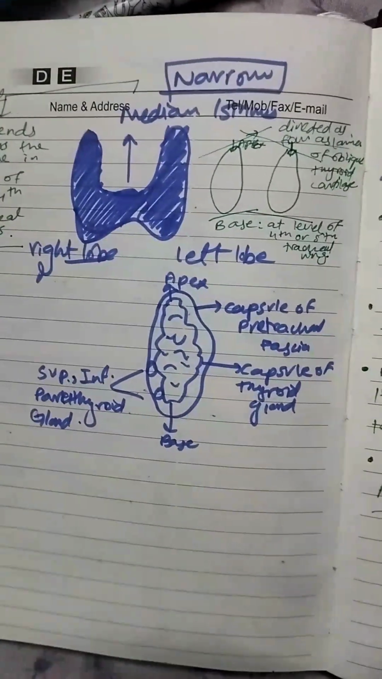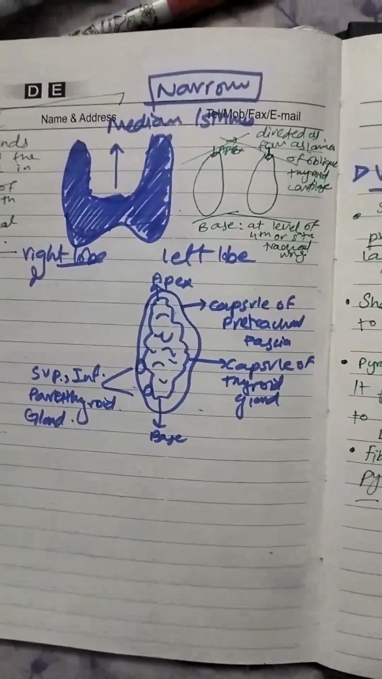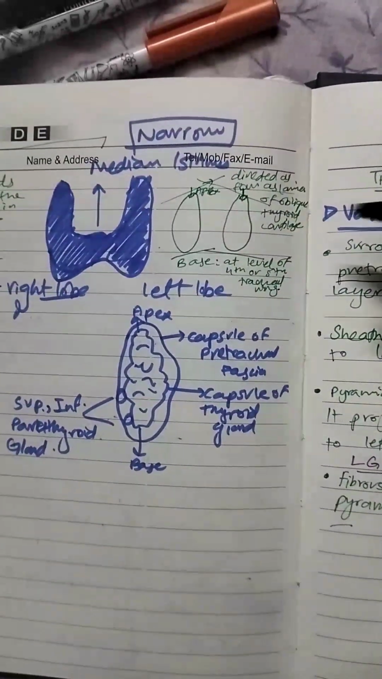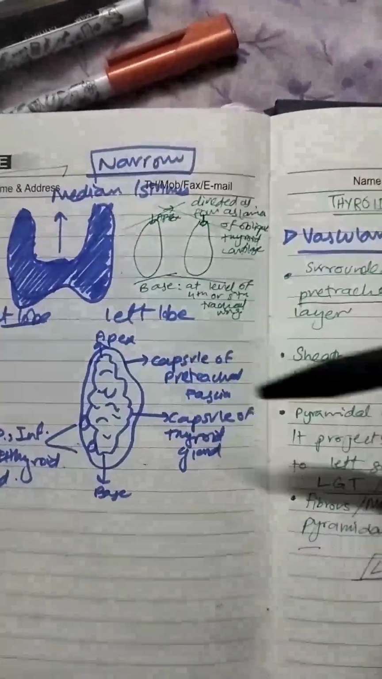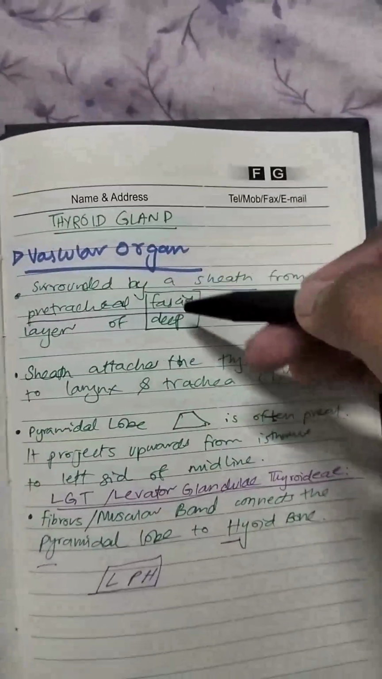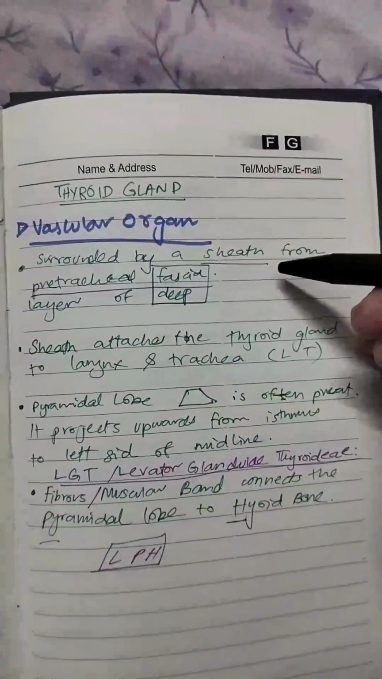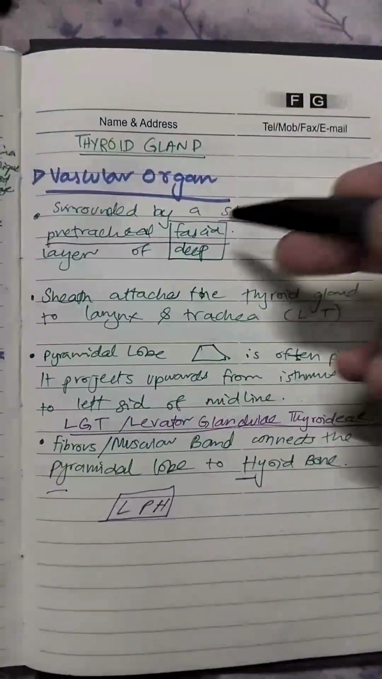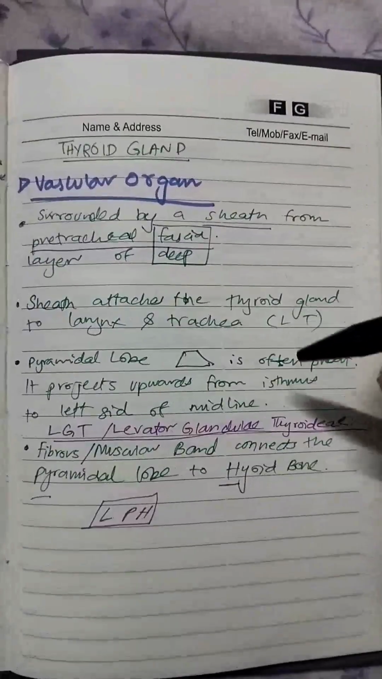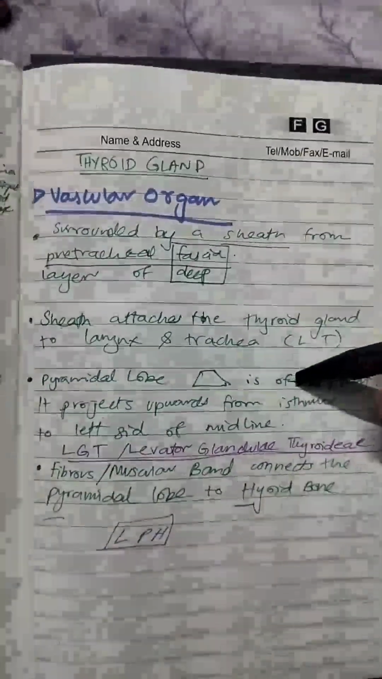Now let's talk about something very important, which is the thyroid gland. So the thyroid gland is basically going to have a right lobe and a left lobe and a median isthmus, which is extremely narrow. So it is a vascular organ which is surrounded by a sheath from the pretracheal layer of the deep fascia. So the sheath is going to attach the thyroid gland to the larynx and the trachea.